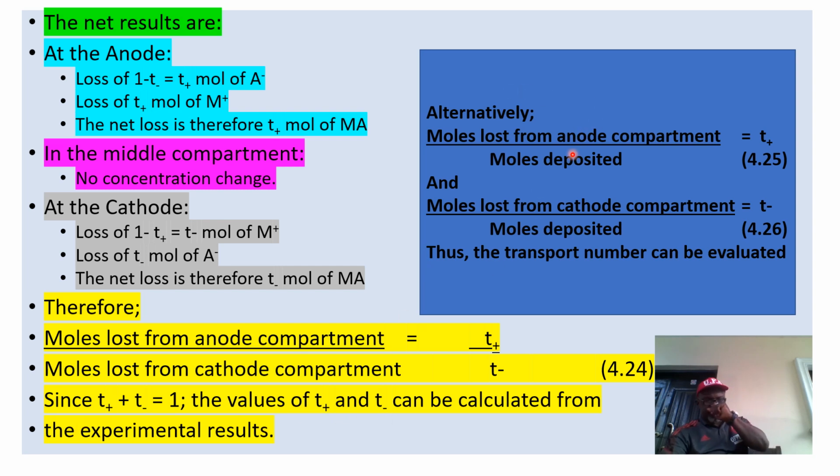Alternatively, we can use the moles lost from anode compartment divided by moles deposited is T plus, whereas moles lost from cathode compartment divided by moles deposited is T minus. And from there we can calculate the transport number.